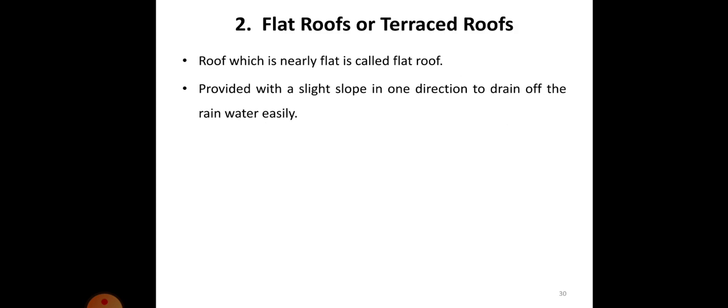The second type of roof is the flat roof or terraced roof. It is a roof which is nearly flat, and it is provided with a slight slope, say less than 10 degrees, and this is actually to drain off the rainwater easily from the surface.